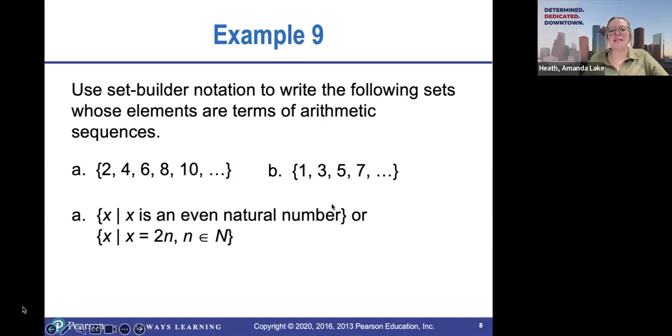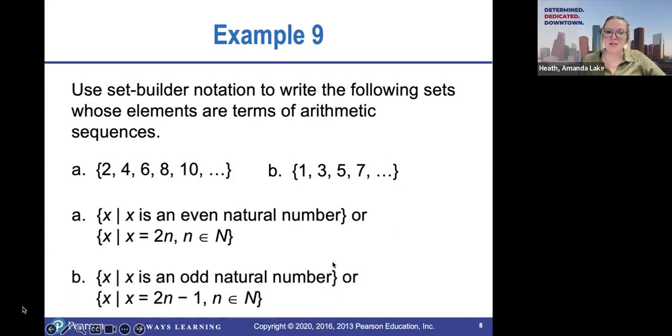And then B is the set 1, 3, 5, 7, continuing in the same way. So these are our odd natural numbers. We can write that as X such that X is an odd natural number, or we can write odd natural numbers as X equals 2n minus 1. So we're just going to take all of those even numbers that we wrote as 2n and subtract 1 from it. So 2 times 1 minus 1 is 2 minus 1, or 1. So we get that first odd natural number.